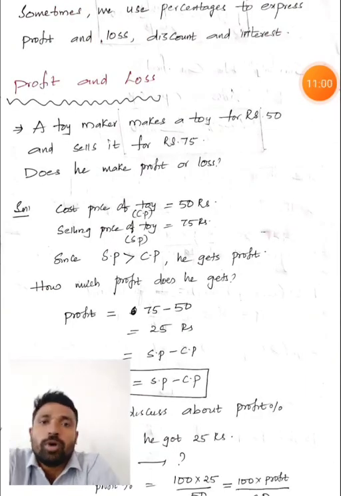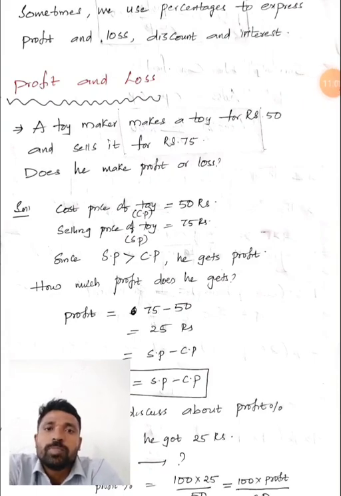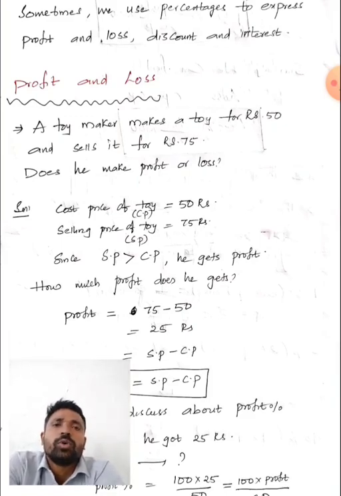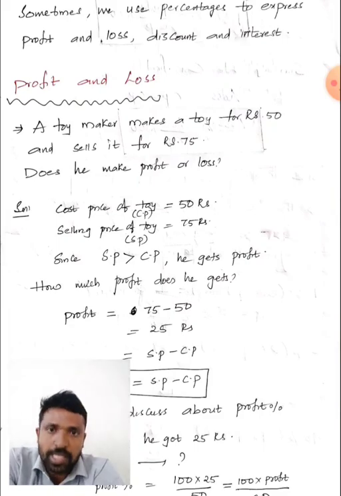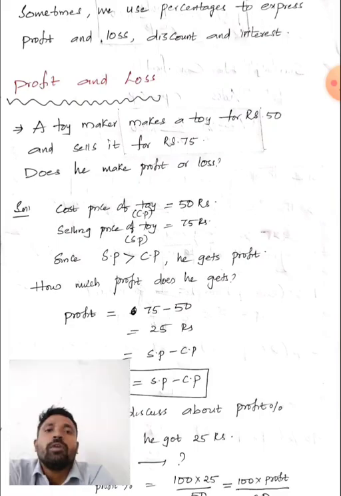Okay, now most important, generally we use percentages in order to find profit and loss, discount, sometimes interest. For example, if you go to a shopping mall, you will ask for a discount. They will say 2% discount, 3% discount. What does it mean? They are decreasing the value by 2%, 3%. Now let us discuss these percentages on profit and loss.